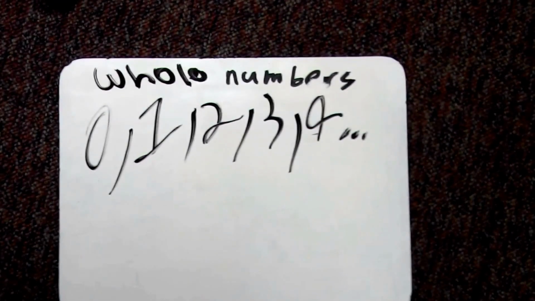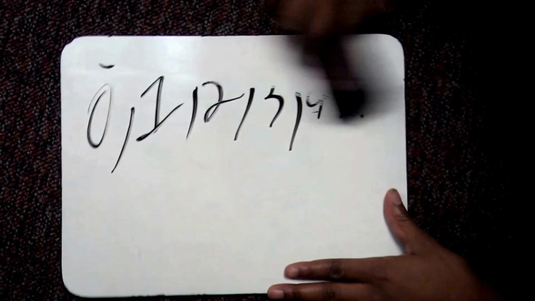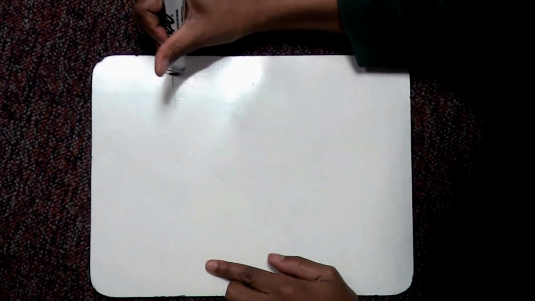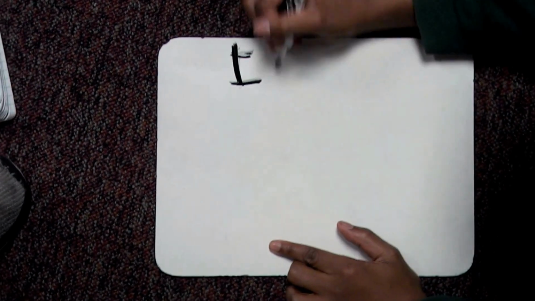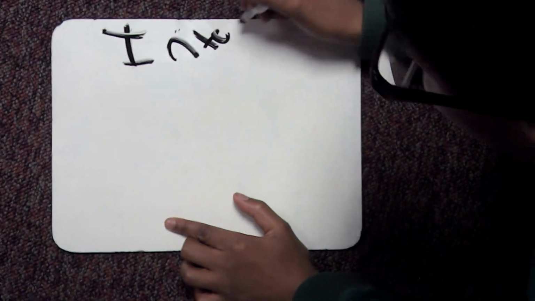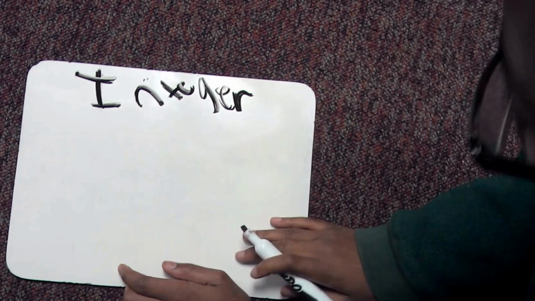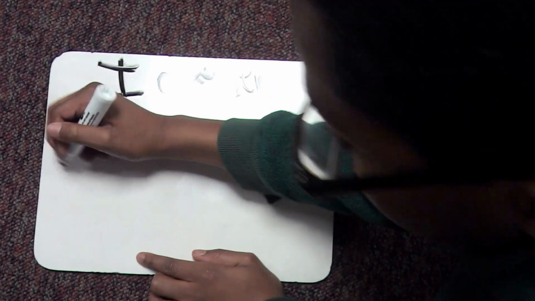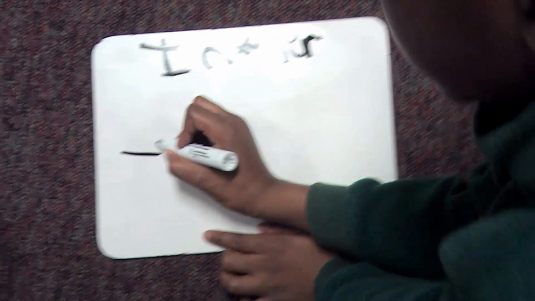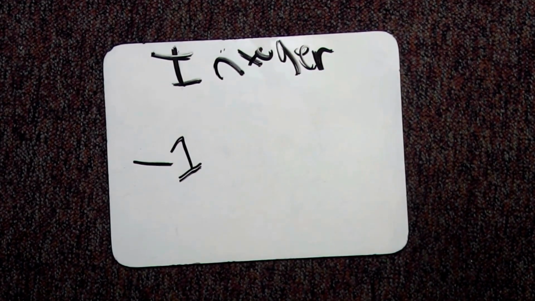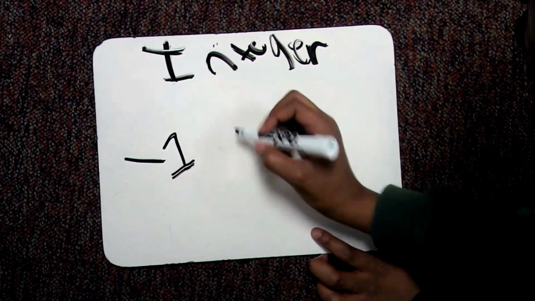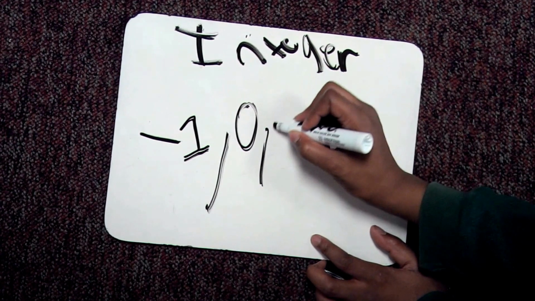We already know this, but what you didn't know is that before the 0, there are numbers called integers, which are like negatives. Negatives are like positives, it's just that they're the opposite of positive. All right, so like -1, 0, 1.